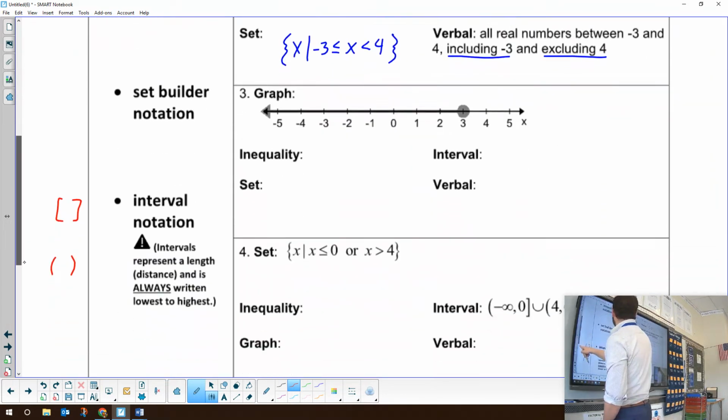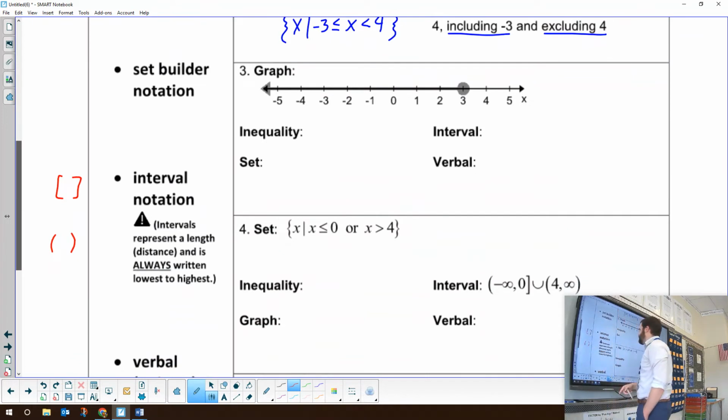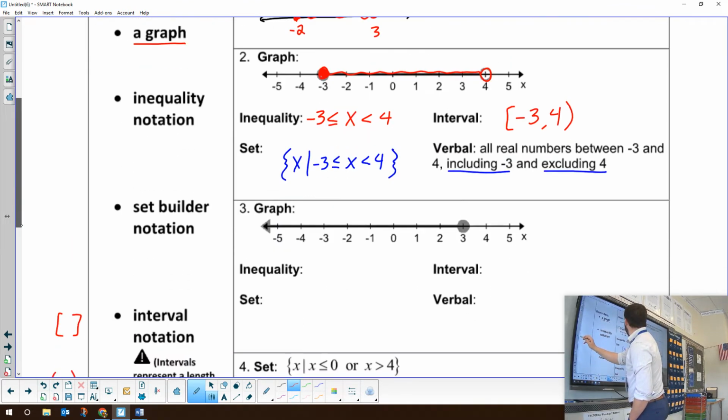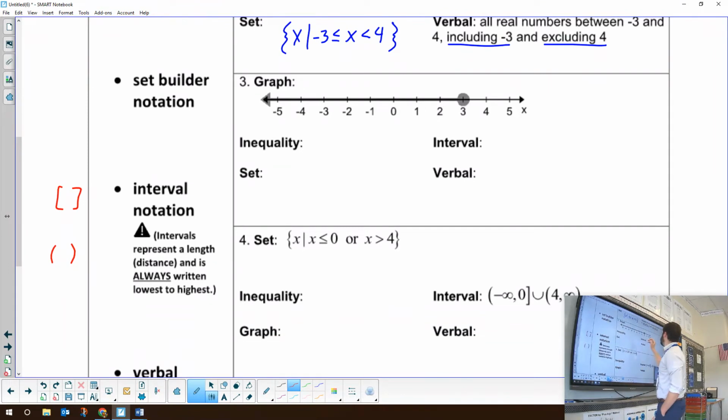All right, number 3. We have a graph again. But this one, let's start with our interval notation. For my interval notation, my rightmost interval is 3. Okay? That's the farthest to the right my graph goes. But then we have to stop and think, what's the farthest to my left my graph goes?